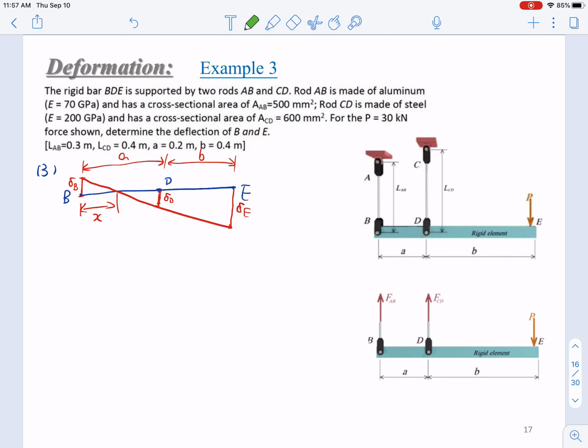Now let's look at these two small triangles. This is the first one, this is the second one. These two triangles are similar to each other, so based on these two, we can solve x. You can list that delta B over x equals delta D over A minus x. So this is 0.514 over x equals 0.3 over 200 minus x. Then x can be calculated as 126.3 millimeter.